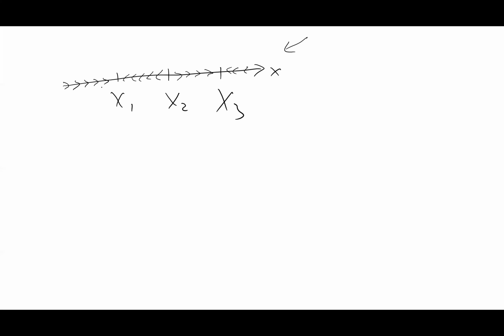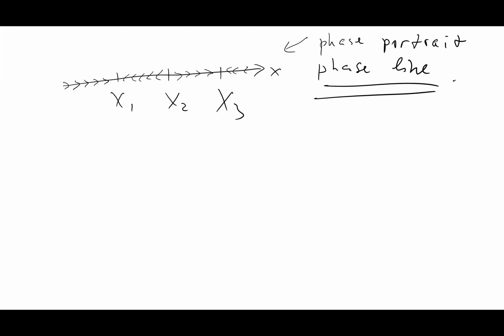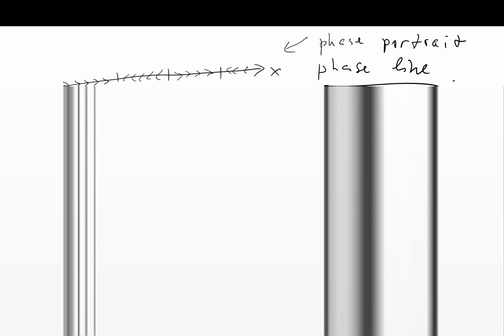So all this x-axis with all these arrows, directions of orbits, is generally called a phase portrait, but in the one-dimensional case, it's called a phase line. Good. So this is a summary of what we have spoken about last week. Today we extend this story.